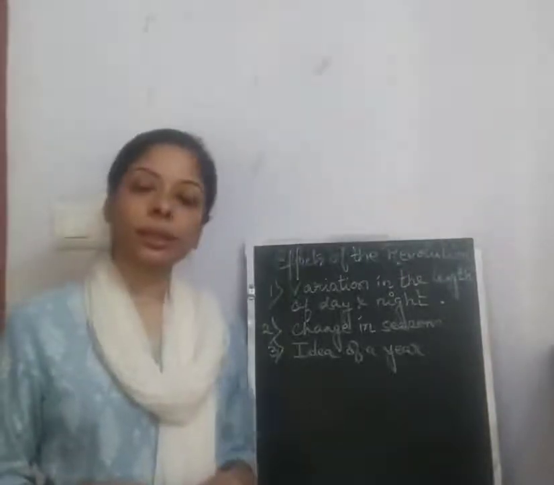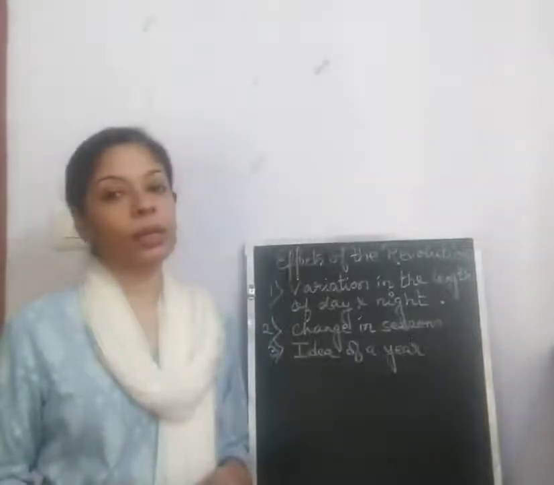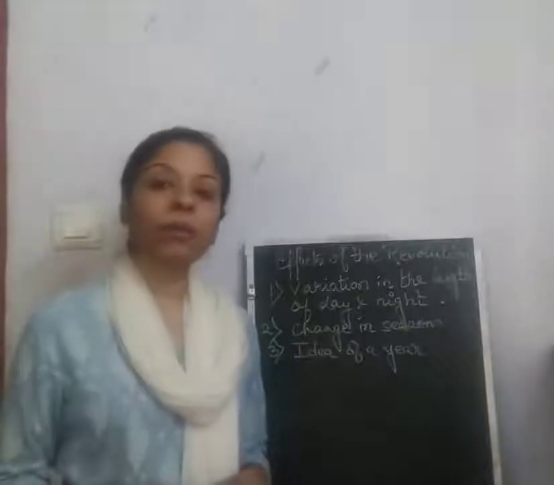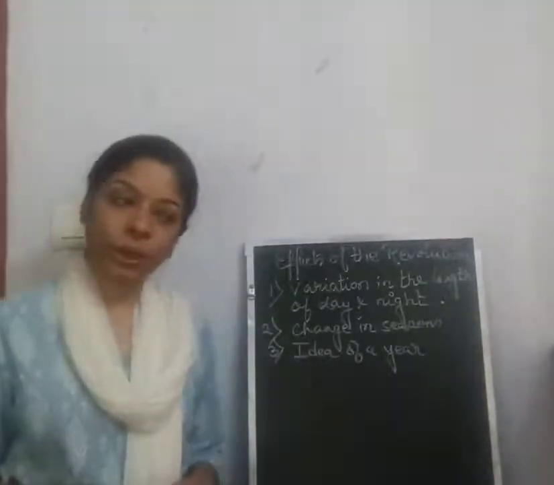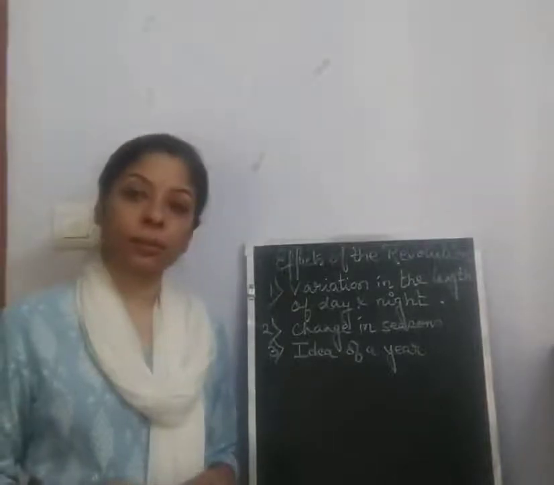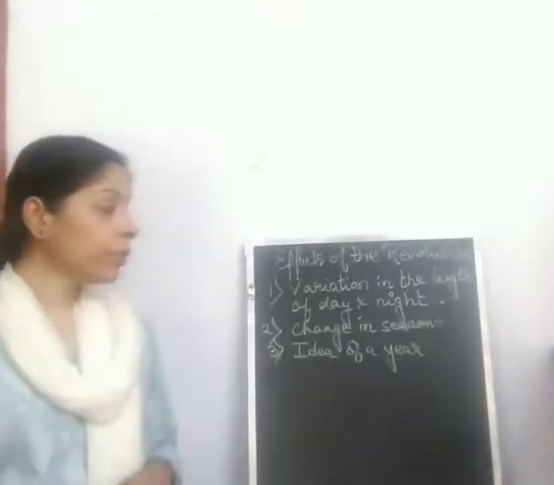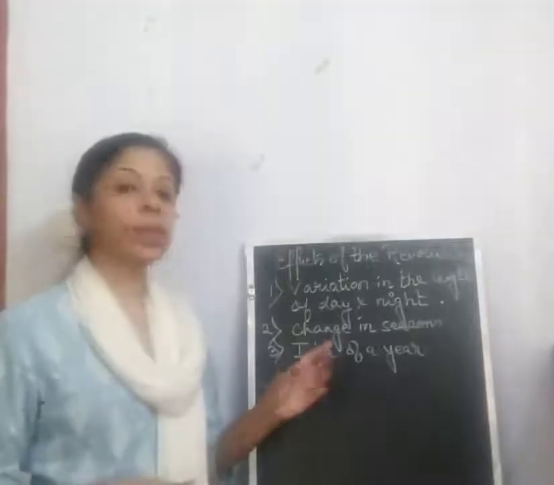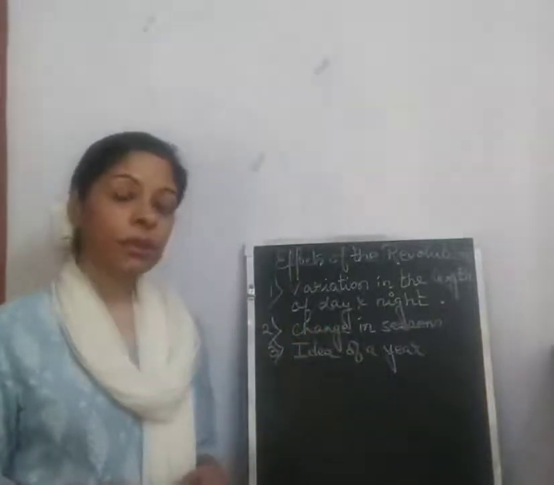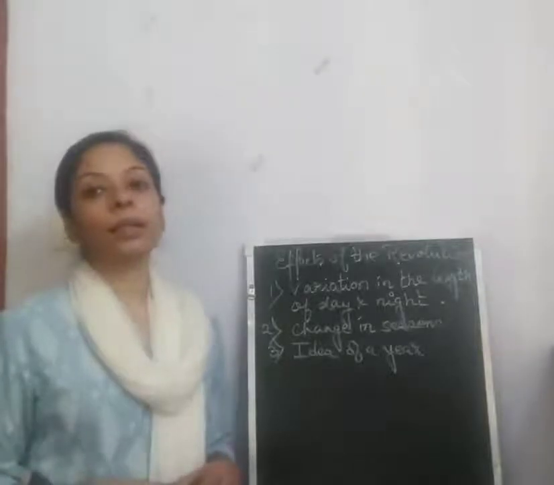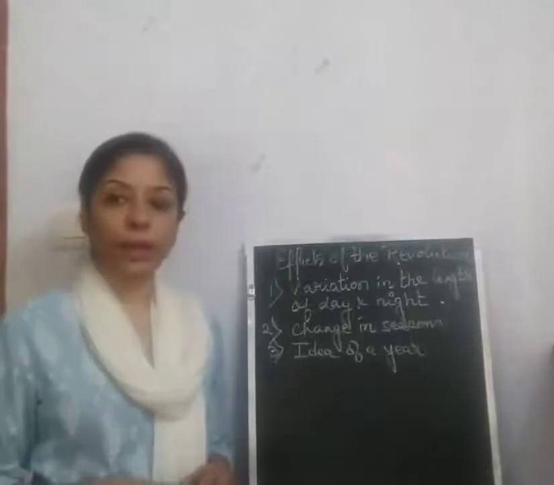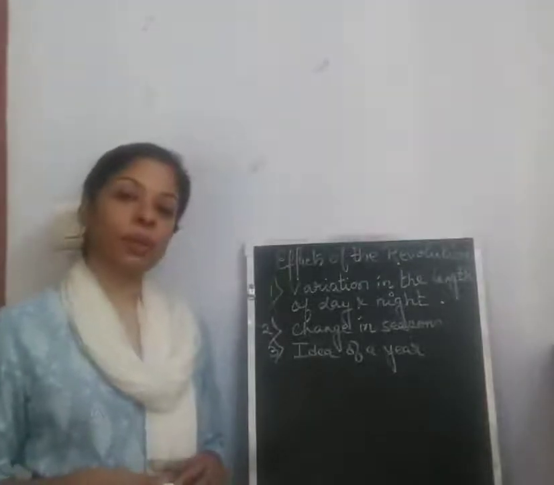We know that the Earth is revolving round the Sun in an elliptical orbit, and the time taken by the Earth to complete one revolution is 365 and 1/4 days. Now what happens due to this revolution of the Earth? The first effect of the Earth's revolution is variation in the length of day and night. As a proof of the Earth's revolution, we have learned that the length of days and nights are not equal throughout the year. It varies, it changes. That is due to the revolution.